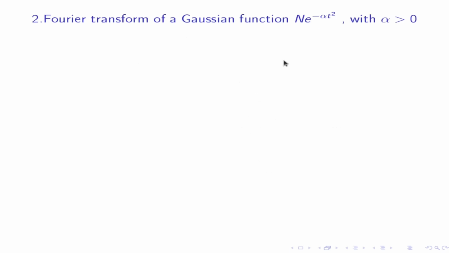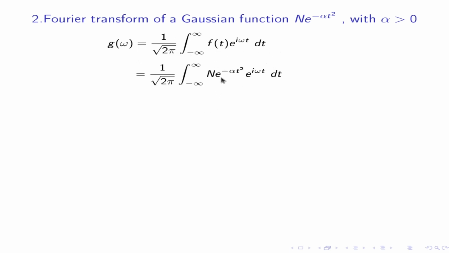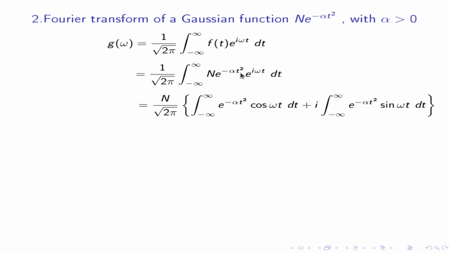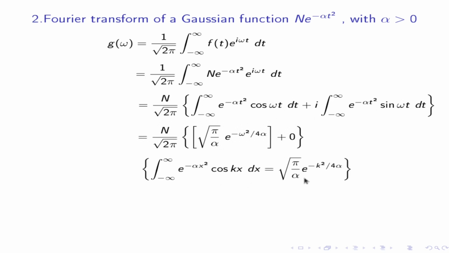And this is a Gaussian function, e raised to minus alpha t square for alpha greater than 0. We want to find the Fourier transform. We have g of omega is 1 over root 2 pi integral minus infinity to infinity f of t e raised to i omega t dt. f of t is n e raised to minus alpha t square, and e raised to i omega t is cos omega t plus i sin omega t, and the sine part is 0, and this integral can be calculated using this standard form.